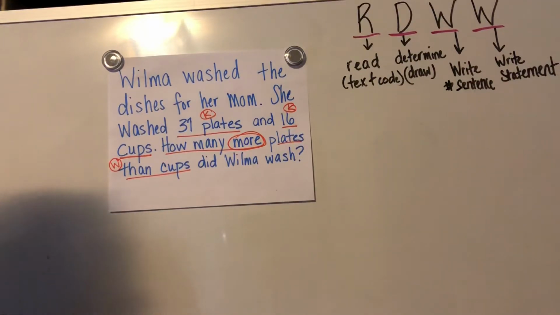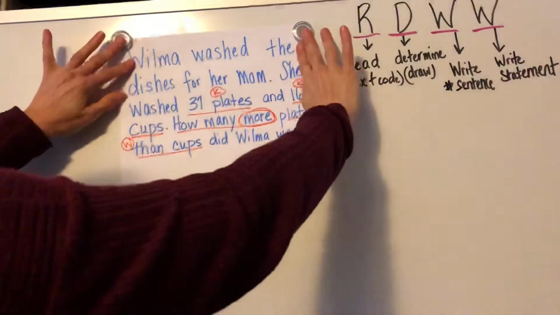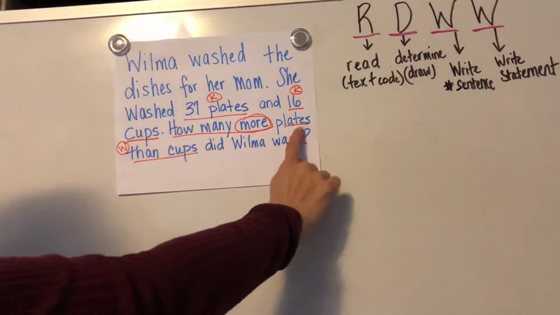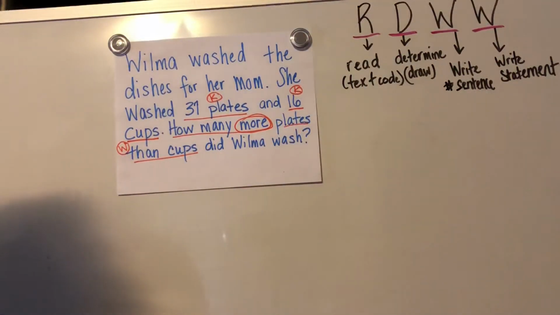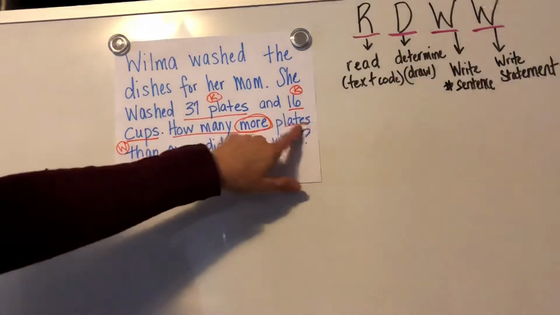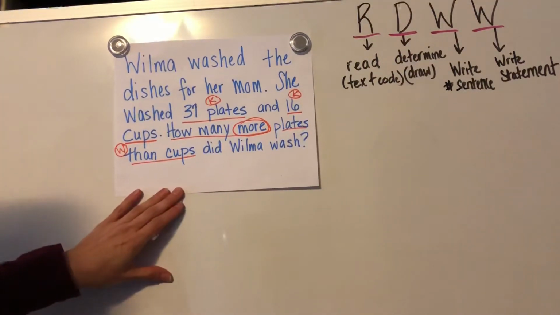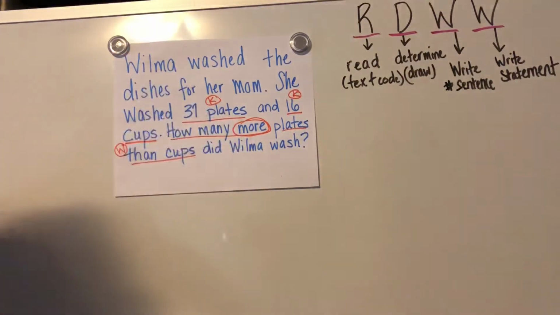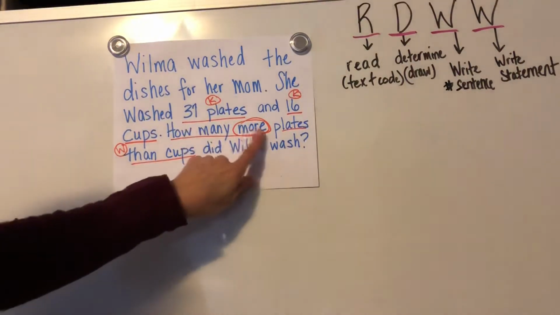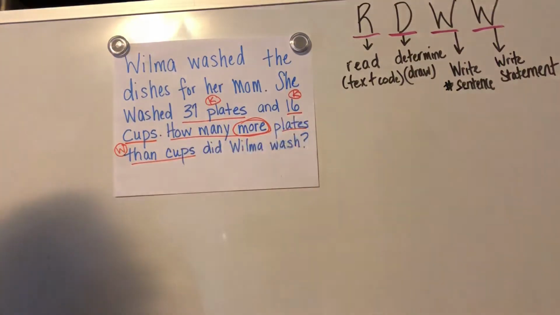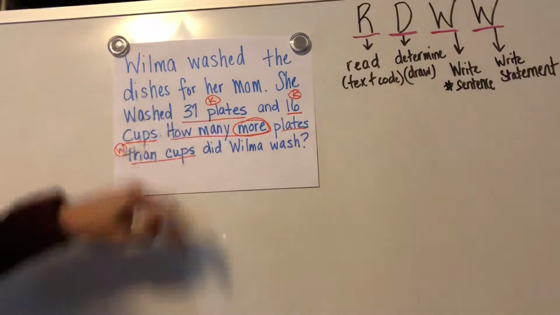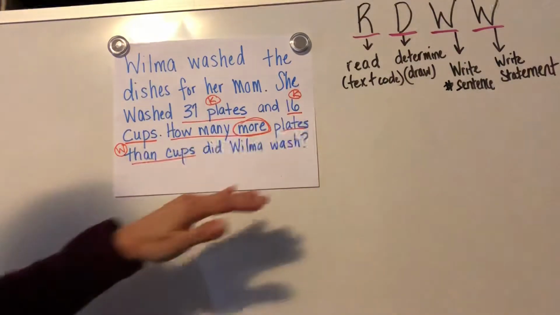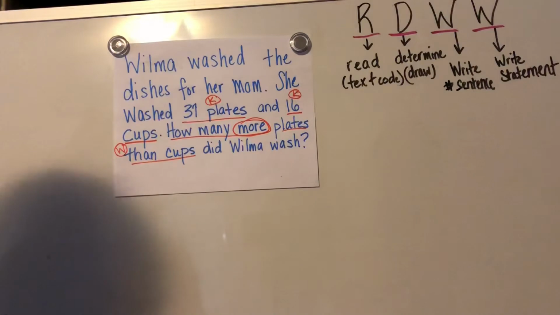Why do I feel that way? Well, they are asking me how many more plates than cups. They're asking me to compare, to look at the difference between how many plates and cups were washed. They're not asking me how many plates and cups were washed in all, so they're not asking me to group them. If they were asking me to group them, then I would need to use addition. But they're asking me to compare them. They want to know how many more of one Wilma washed than the other. So I'm going to determine that we are using subtraction.